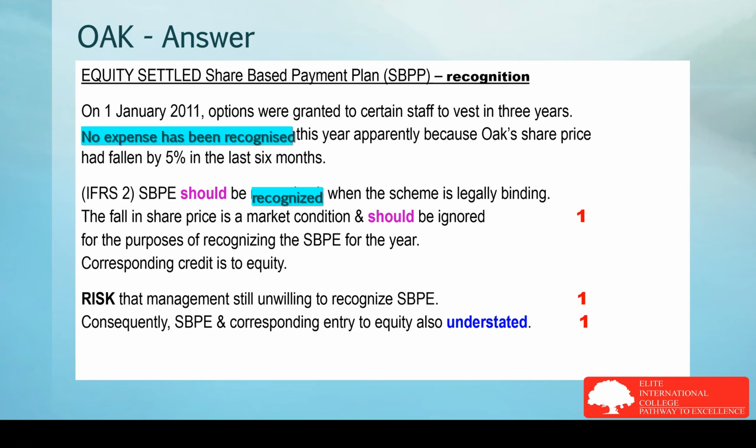You will not get any marks for the impact on the financial statements unless you are specific as to whether it is understated, overstated, or misstated. So what are the other risks that can be included in your answer?